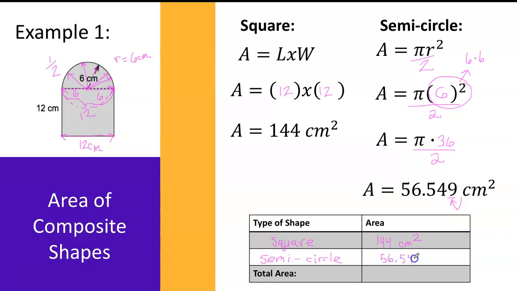56.549 centimeters squared. And then to find the total area of this composite shape, you just add the area of the square to the area of the semicircle to get your total area. So 144 plus 56.549, I get a total of 200.549, which I'm going to round. I said we'd round to the nearest tenth, so that would be 200.5 square centimeters. And that is the total area of this composite shape.